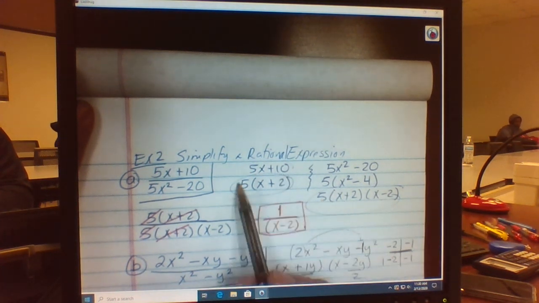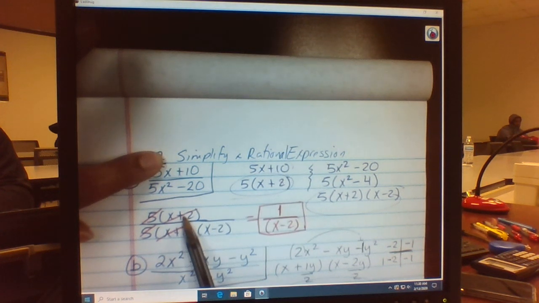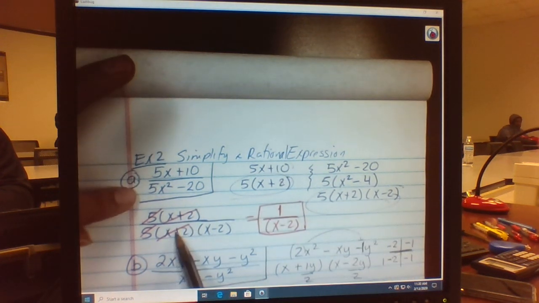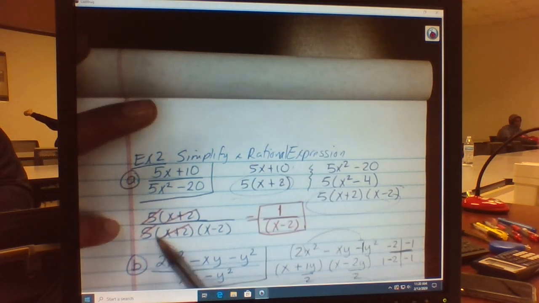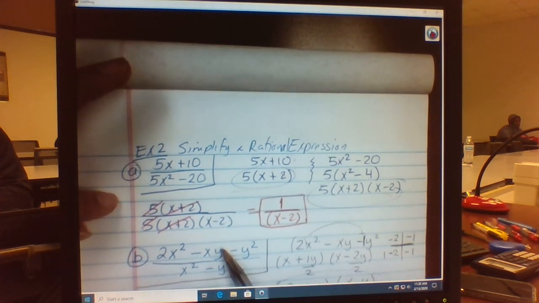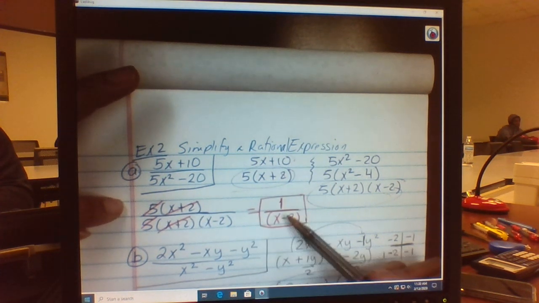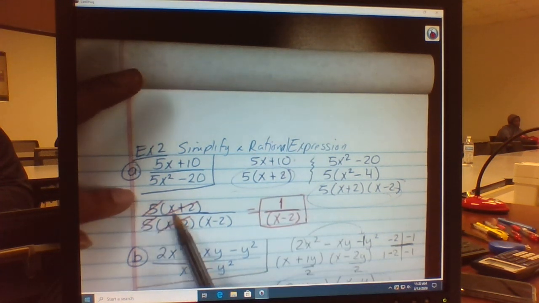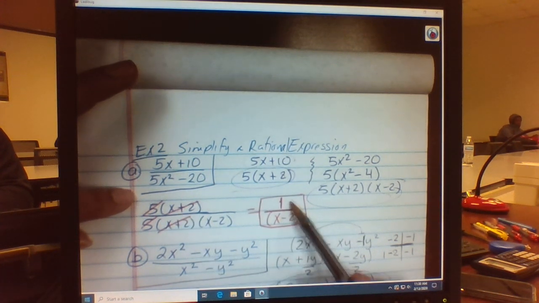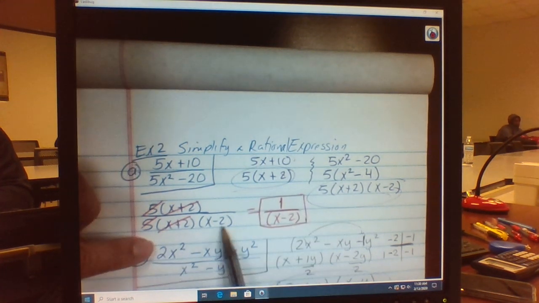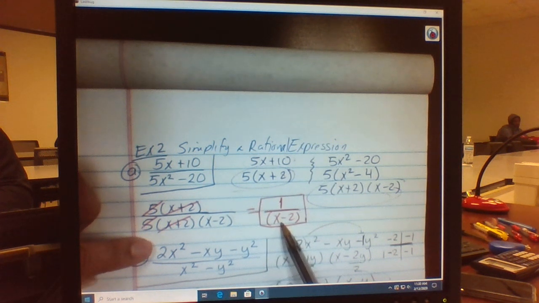Then we put this one on top because that's what was on top, and we put this one on the bottom because that's what was on the bottom. And then we start to see what they have in common. Anytime everything cancels either on top or bottom, you don't put a 0, you have to put a 1. So here, both things on top got canceled, so this is why we still had to put the 1. What did you have left over in the bottom? An x minus 2. You sure? All right.